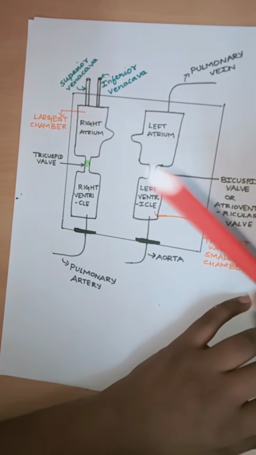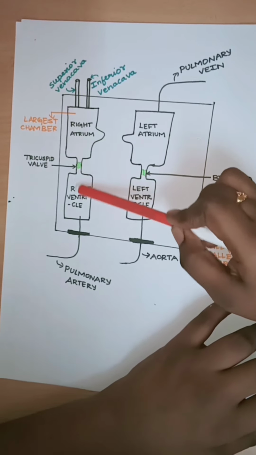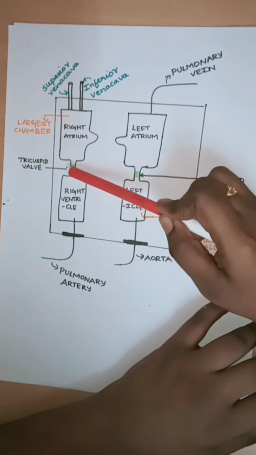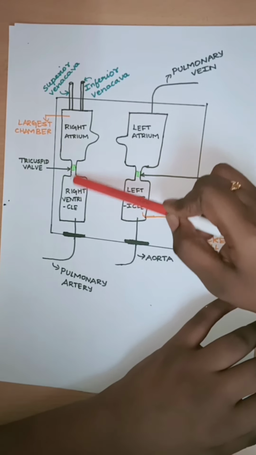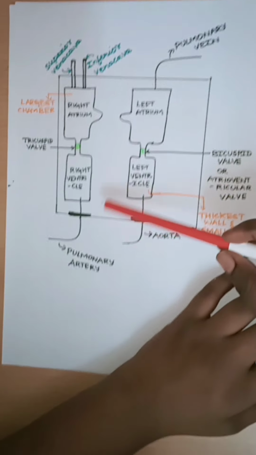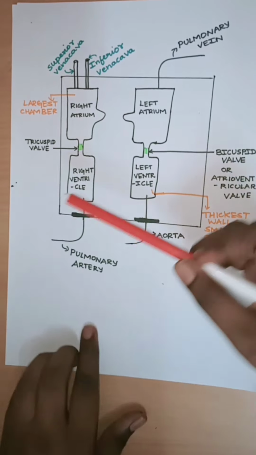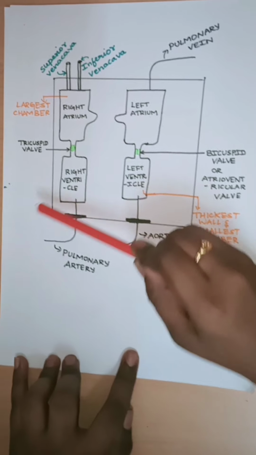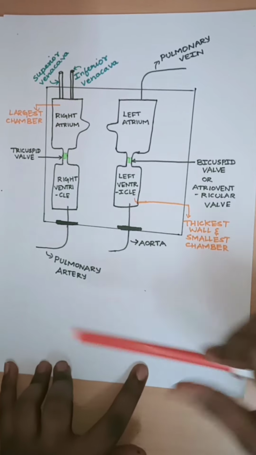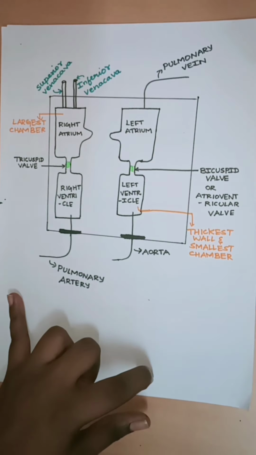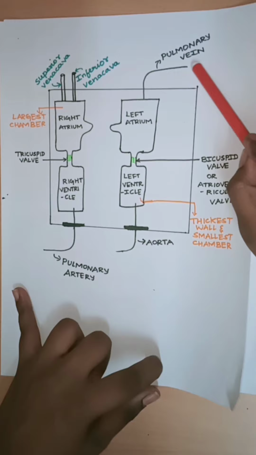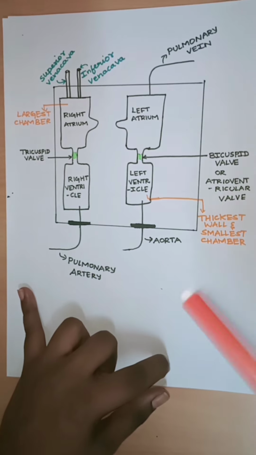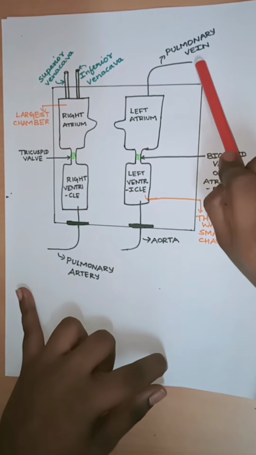A valve is nothing but it's like a gate. Once the blood wants to go into the right ventricle, this valve opens, and once it has entered the right ventricle, this valve gets closed so that the blood does not flow back, okay? And from the right ventricle, this blood enters the pulmonary artery and goes to the lungs, and that is where the blood gets oxygenated. From the lungs, the oxygenated blood enters the pulmonary vein. In the lungs only the blood gets oxygenated.